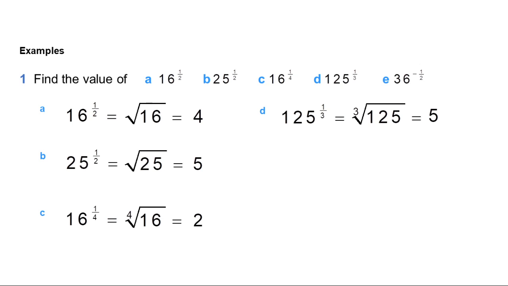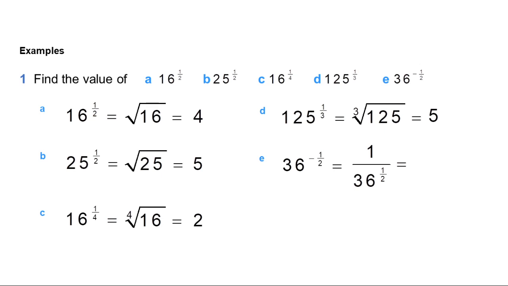Let's move on to letter E. How about if you have a negative index? If you have a negative index, we apply rule number 4: we bring it down and make the index positive.